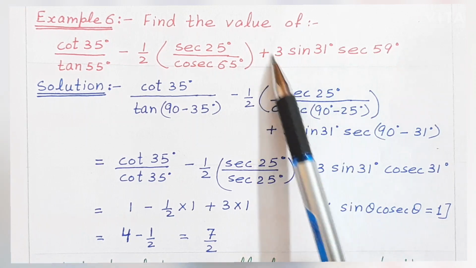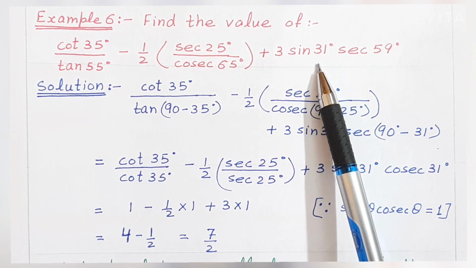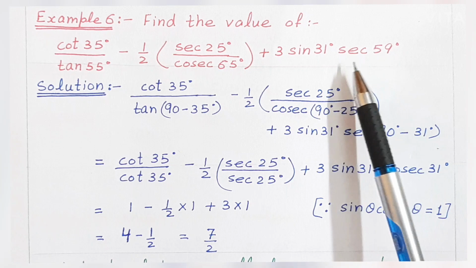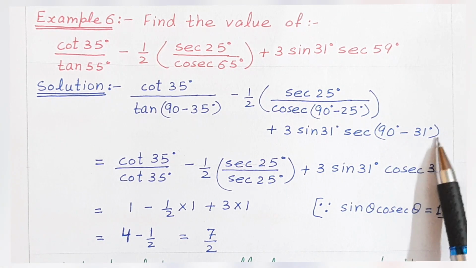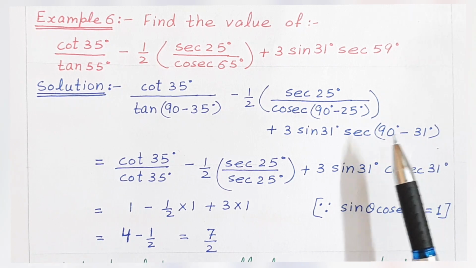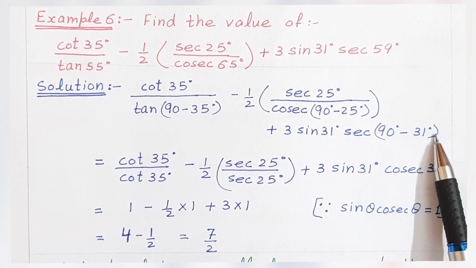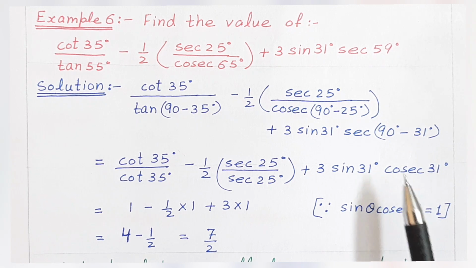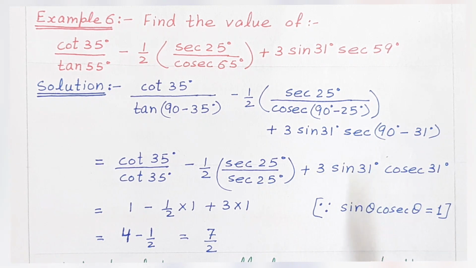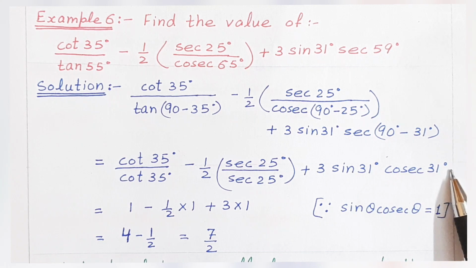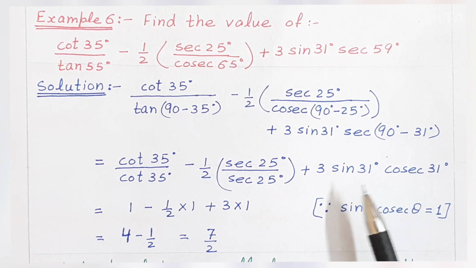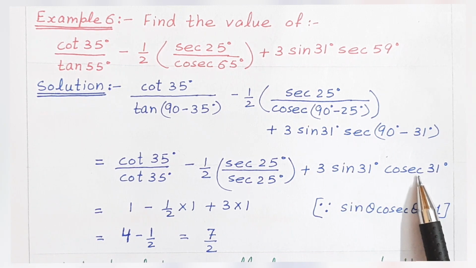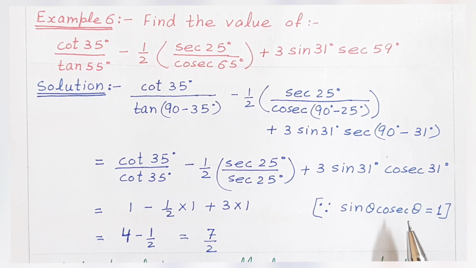Now see the last thing. 3 sin 31 degree and secant 59. Now secant 59 I can write it as secant of 90 minus 31 degree. Clear? Now secant 90 minus theta is cosecant theta. So it will become cosecant 31 degree. Now students, we know that sin theta and cosecant theta, they are reciprocal to each other. Clear? So sin theta into cosecant theta is 1.